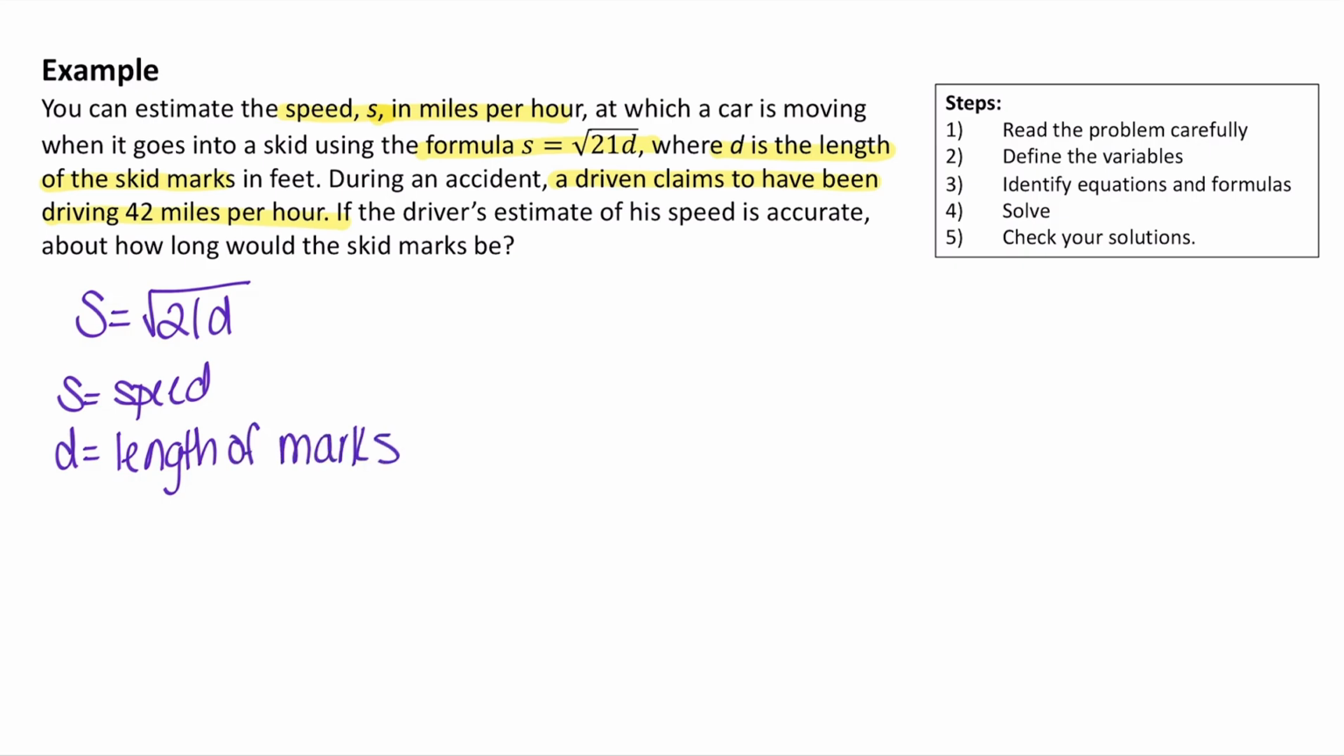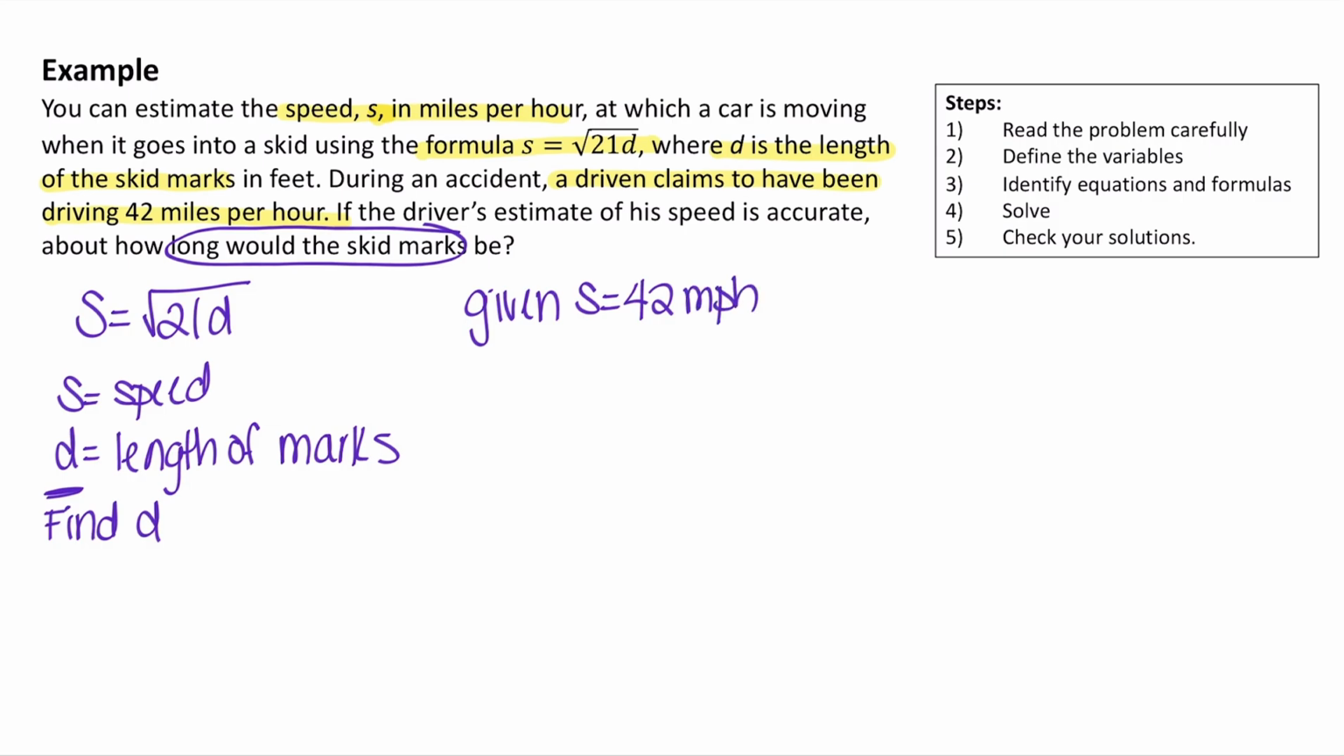So we're trying to figure out what we need to find, right? We want to know the length of the skid marks. So we're trying to find d, okay? And it gives us some information. It's giving us that the speed equals 42 miles per hour. So we can use this formula that we have. So let's go ahead and set up our problem. We have s equals the square root of 21d, and we're given that s is 42. So we have 42 equals the square root of 21d.